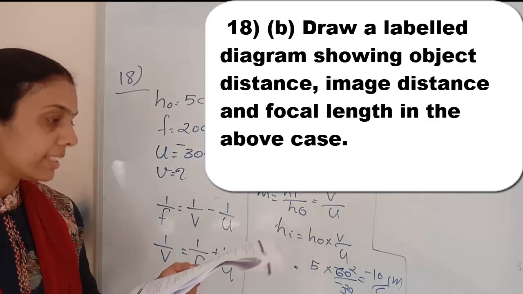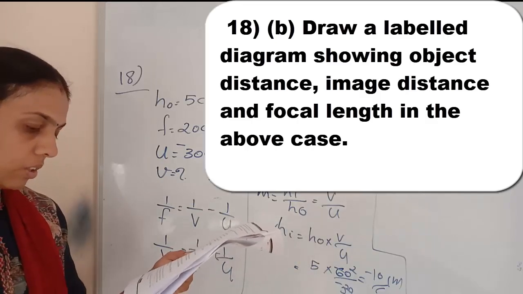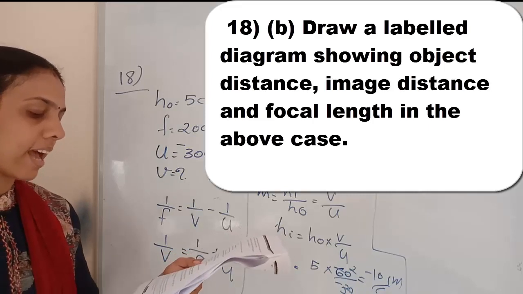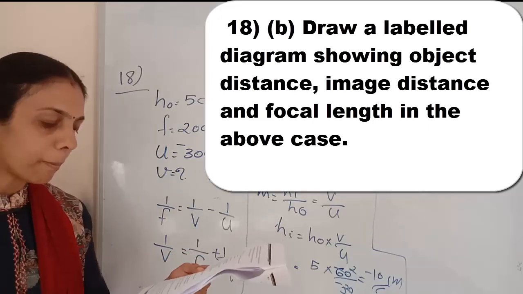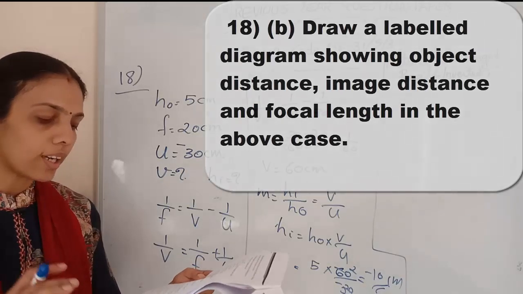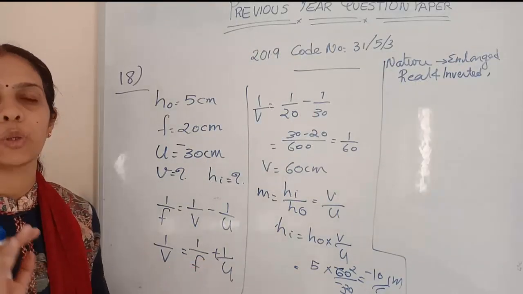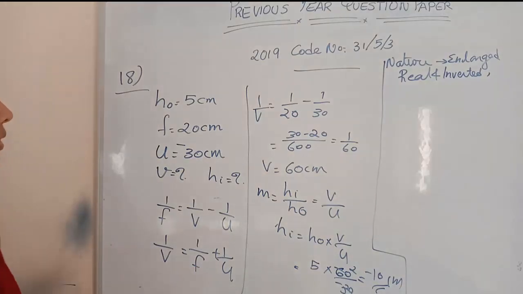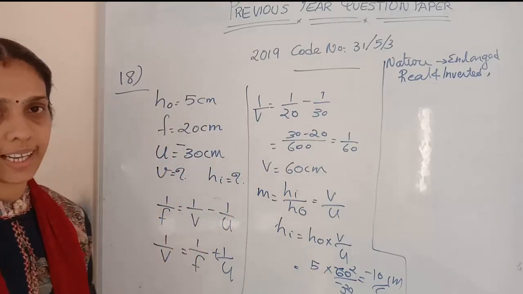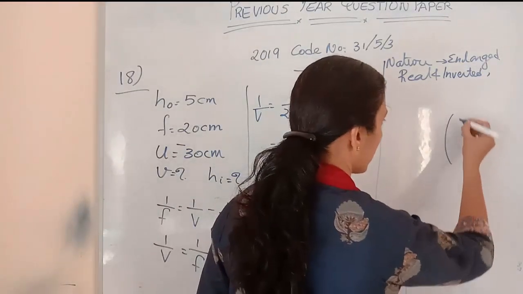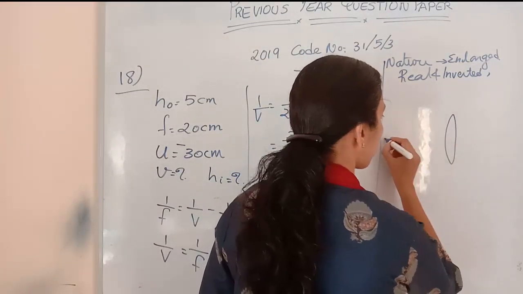Draw the labeled diagram showing object distance, image distance and focal length in the above case. So draw a labeled diagram showing the object distance, image distance and focal length of the above case. So this one we should draw as a diagram. So how can we draw? It is a convex lens. So first you can draw a convex lens.